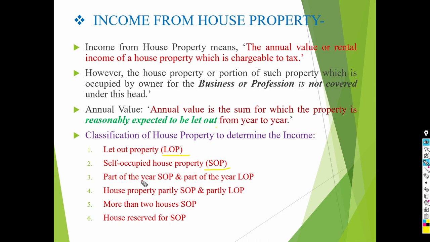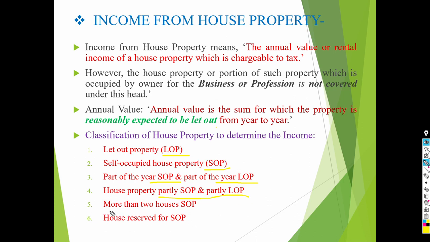Now, the third category is part of the year SOP and part of the year LOP. In this case, fair rent of the property for the whole year shall be taken into account. Fourth category is house property partly SOP and partly LOP. In this case, annual value of the let out portion has to be determined separately and annual value of the self-occupied portion has to be determined separately.